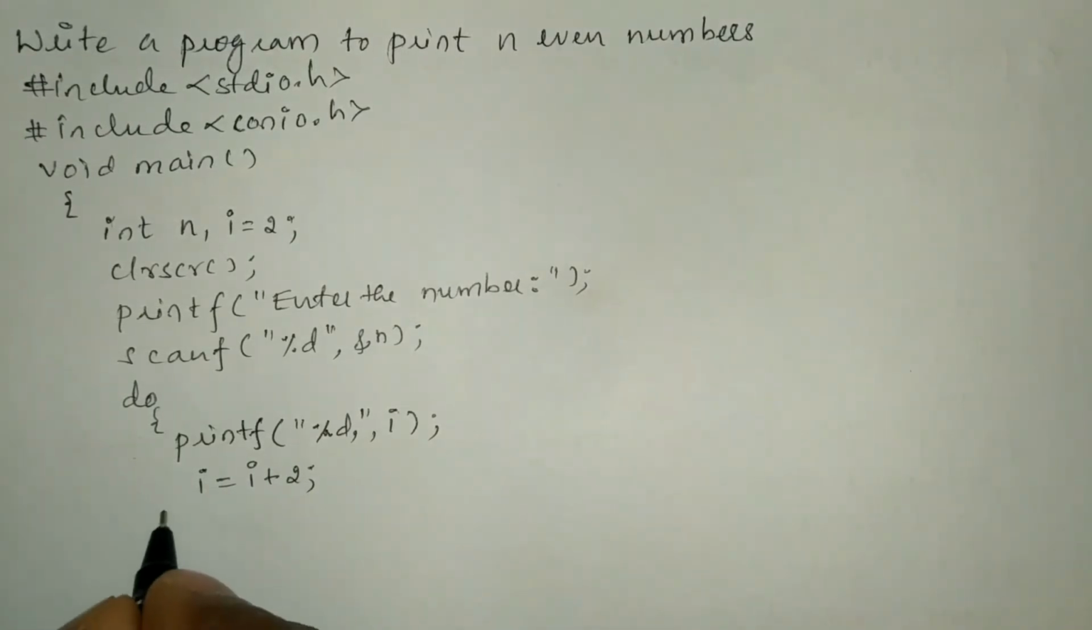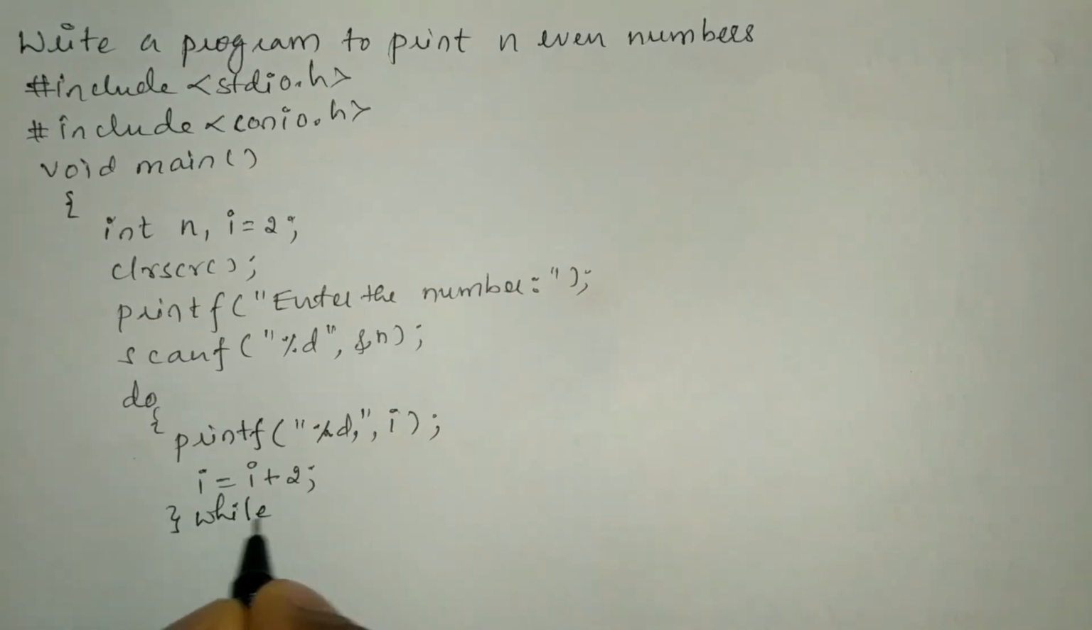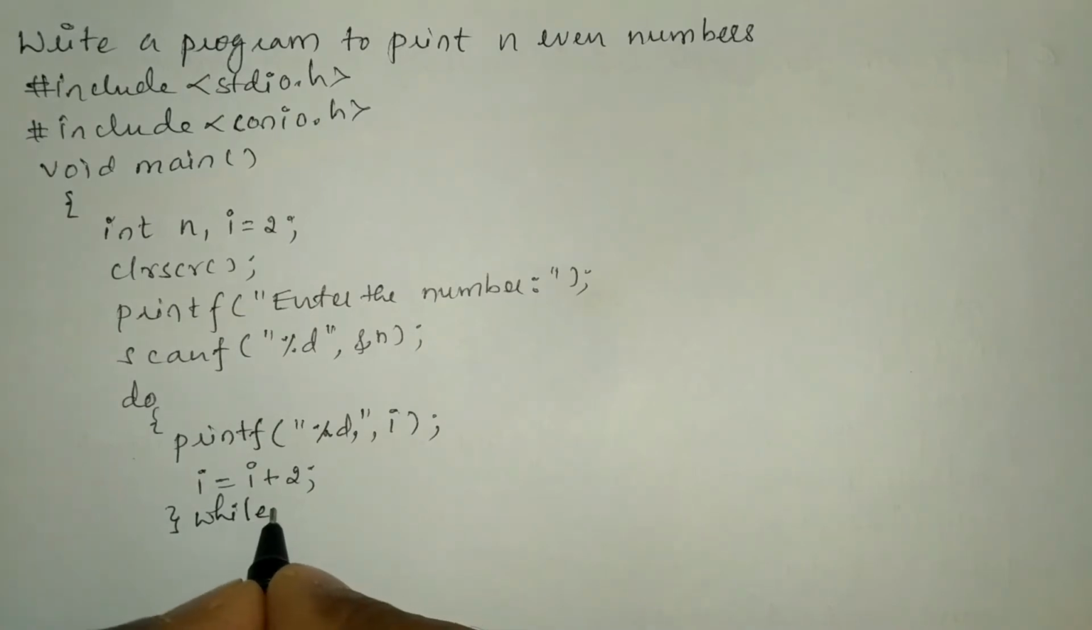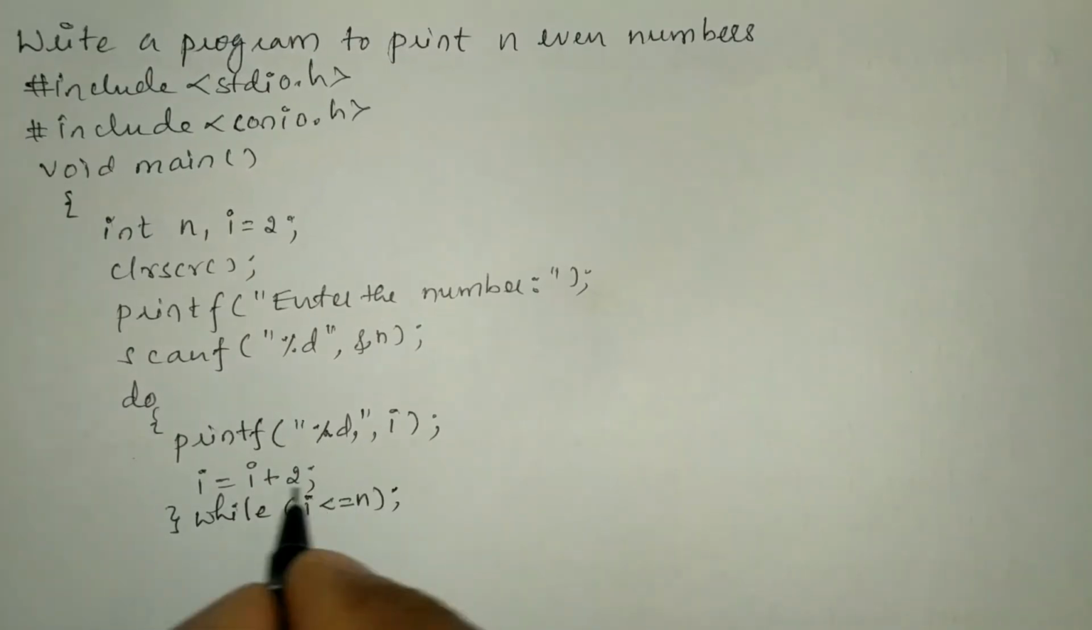Now we'll go for the curly closing brace, that indicates the termination point of the do while statement, and here we are going to write while. It is also a keyword, it should be written in lowercase letters. Now we are going to write the condition i is less than or equal to n and put semicolon.